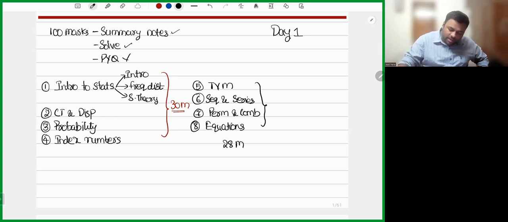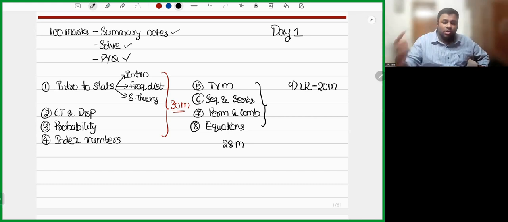Then we will have logical reasoning. Logical reasoning, 4 chapters, each and every sum I'll solve. I'll give you some 200 questions for logical reasoning, which you will solve by yourself. That will cover 20 marks. So 30, 28, 20: 78 marks. So first our target will be to complete the 78 marks. As soon as possible, first we have to cover the 78 marks.